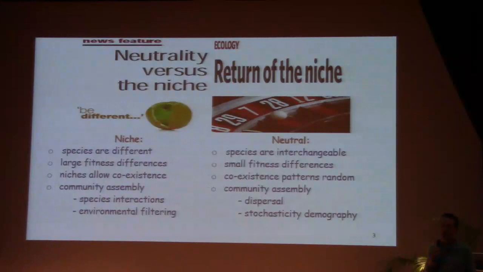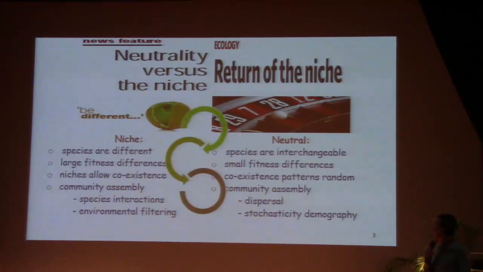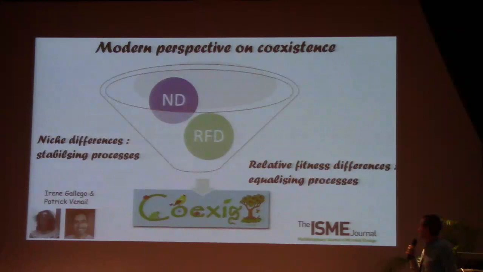Then on the other hand, there's Hubbell's neutral view. Species are really interchangeable. There are no niche differences. Fitness differences are small, that's the reason you can coexist. Coexistence patterns are random, and community assembly in this case is driven by dispersal and stochasticity. And of course, in reality, I think the two of them interact to allow species coexistence and biodiversity. So here's the modern perspective on coexistence. We have to look at both niche differences, the stabilizing factors, and fitness differences, the equalizing factors, together to explain coexistence. In this presentation, we have an experimental approach, and I have to mention my two collaborators on this work, Irene Gallego and Patrick Venail. And if you're interested, the work is currently accepted for publication in the ISME Journal.